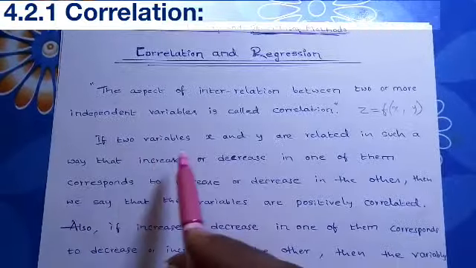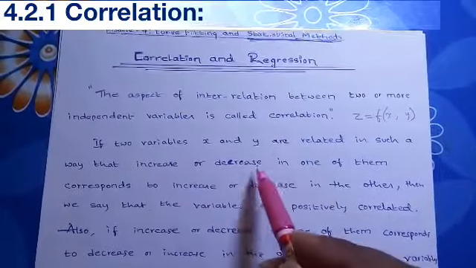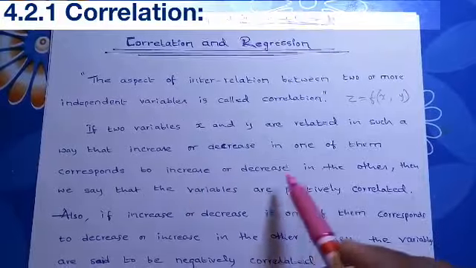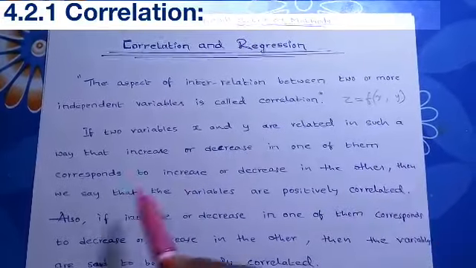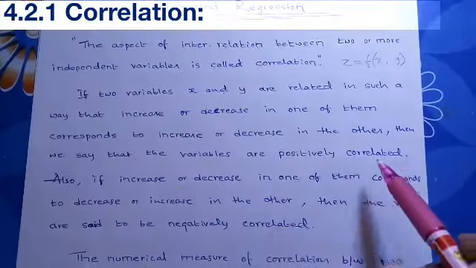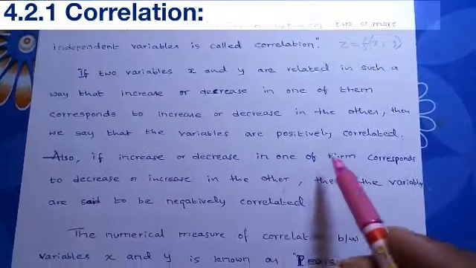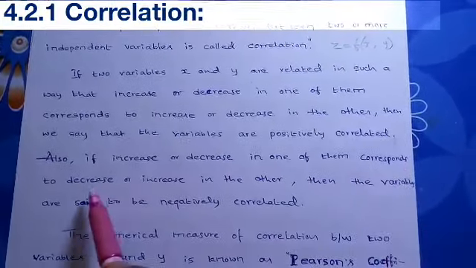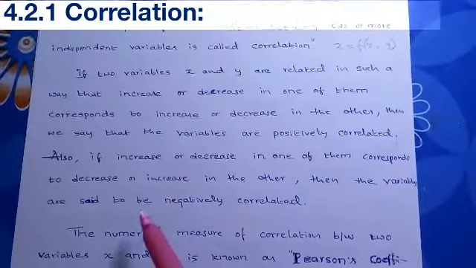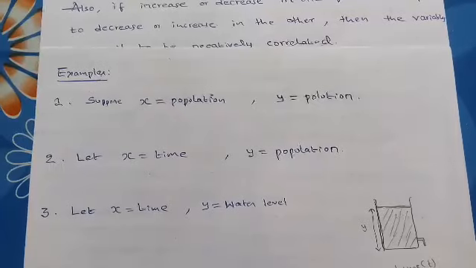Here, if two variables x and y are related in such a way that an increase or decrease in one of them corresponds to an increase or decrease in the other variable, then we say that the variables are positively correlated. Similarly, if an increase or decrease in one of them corresponds to a decrease or increase in the other variable, then they are called negatively correlated variables.